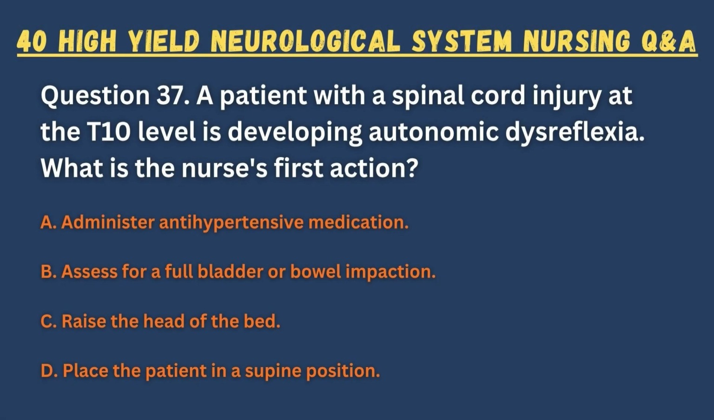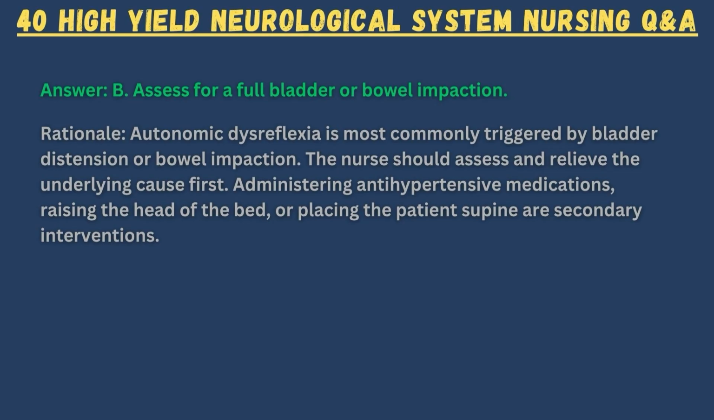Question 37. A patient with a spinal cord injury at the T10 level is developing autonomic dysreflexia. What is the nurse's first action? A. Administer antihypertensive medication. B. Assess for a full bladder or bowel impaction. C. Raise the head of the bed. D. Place the patient in a supine position. Answer: B. Assess for a full bladder or bowel impaction.